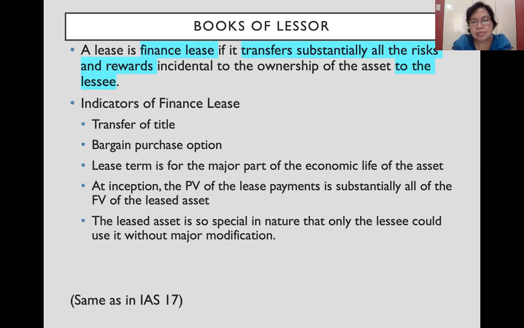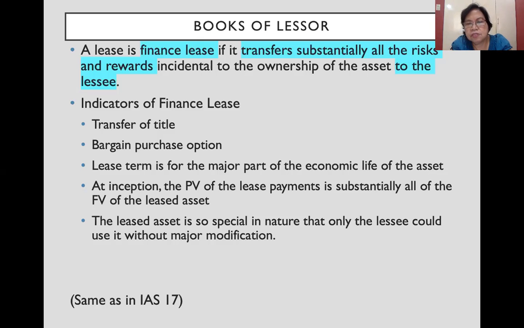Simply stating, if at the end of the lease term, the lessee can buy the property at a bargain price, meaning at a price significantly lower than the fair value of the property at that date, then there is a bargain purchase option. That means, therefore, that as early as commencement, it is already reasonably certain that the lessee will exercise the purchase option.